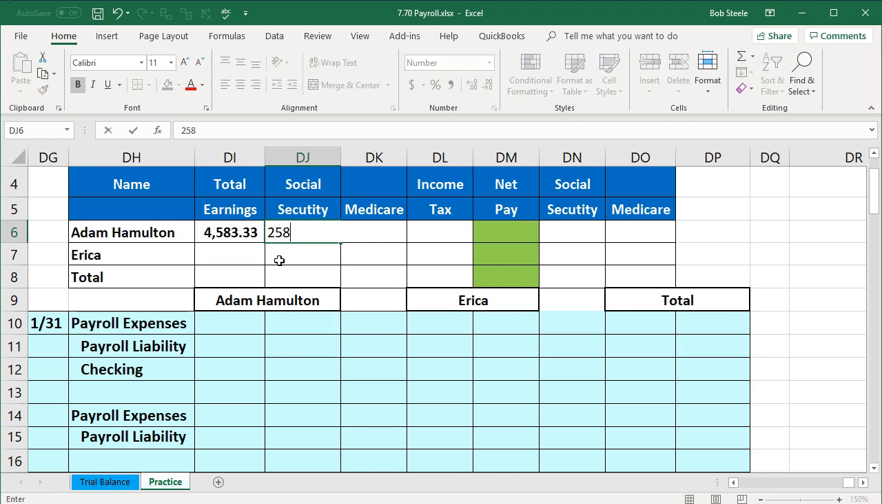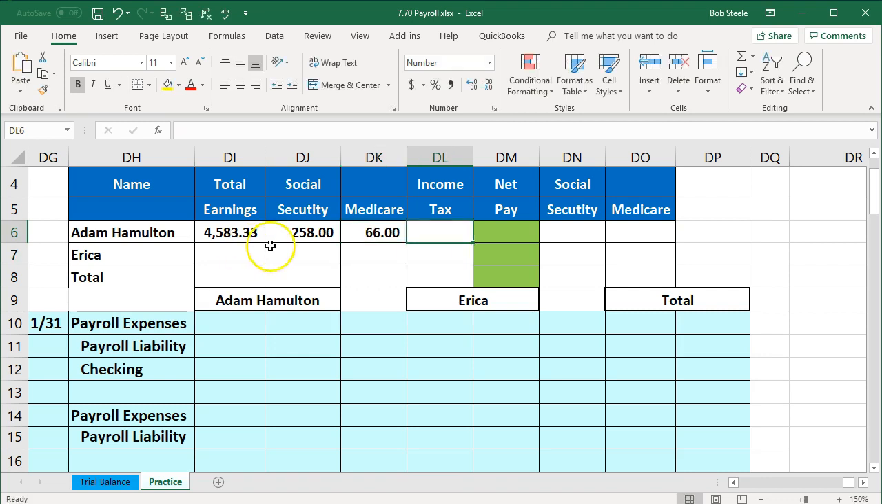It's going to be 258 is the number that we're actually going to use because that's what's given in our problem. The Medicare will typically be 1.45%. So let's see if that one ties out. It should be once again a flat tax, the gross pay times 0.0145. 0.0145 should be 66. Our problem is using just 66, so it's rounding it. So we're going to just keep it at 66.